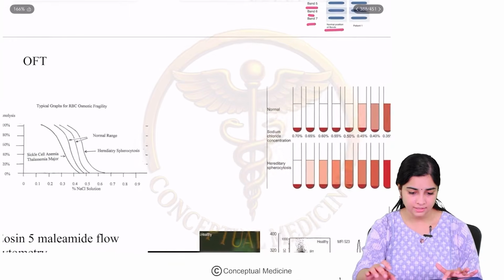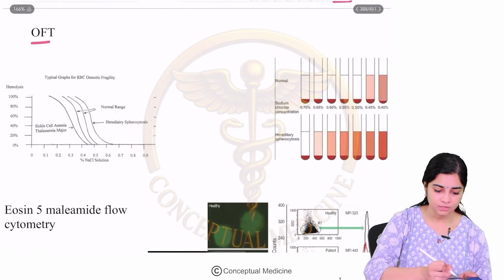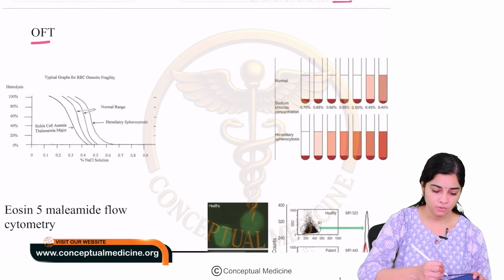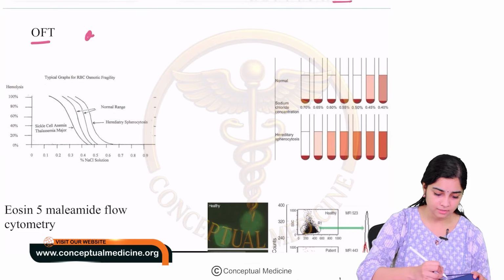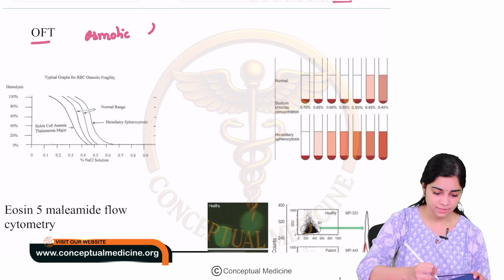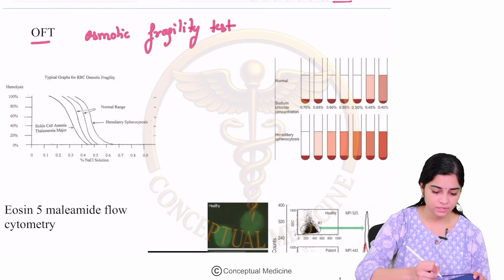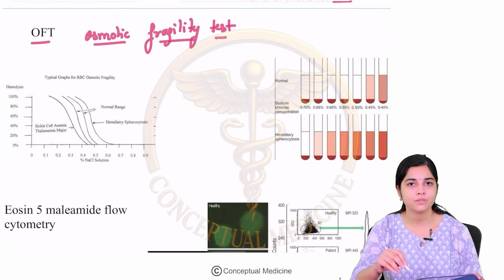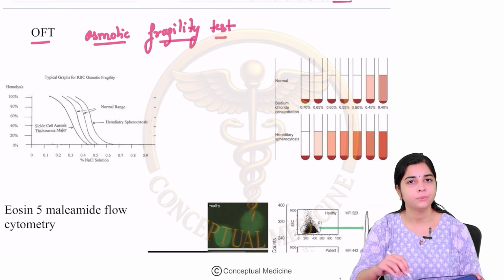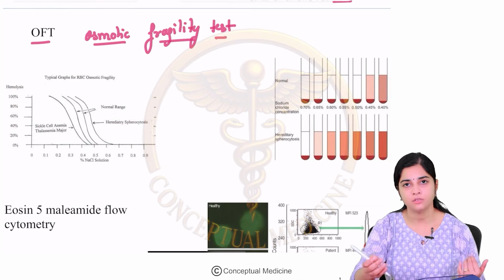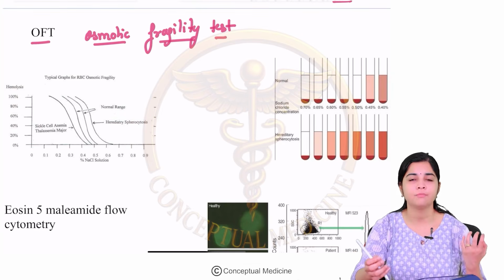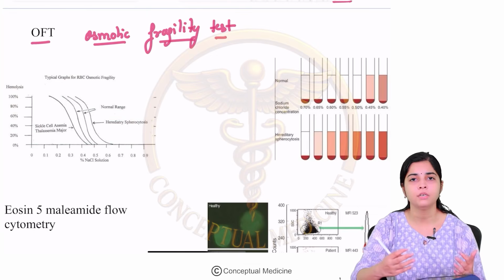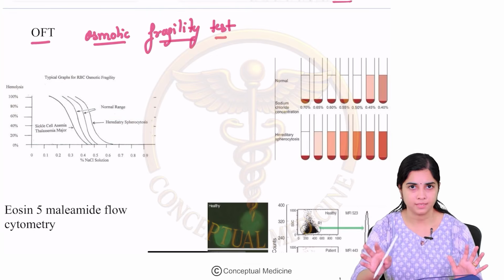Now let us understand the next test, which is called the osmotic fragility test. OFT stands for osmotic fragility test. So what do we mean by osmotic fragility test? In this test, you basically incubate the RBCs in different concentrations of normal saline, right? So you incubate them from hypotonic to normal to hypertonic normal saline.